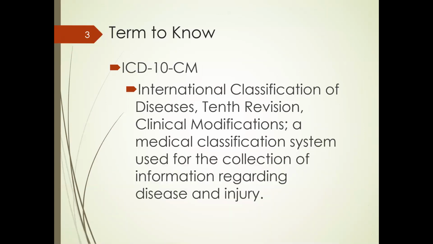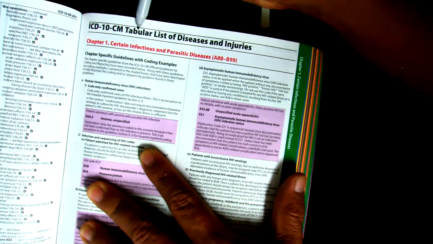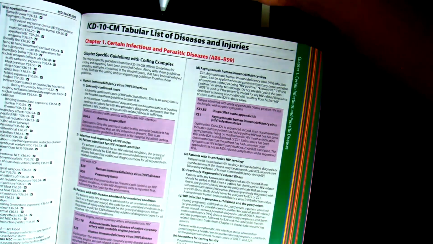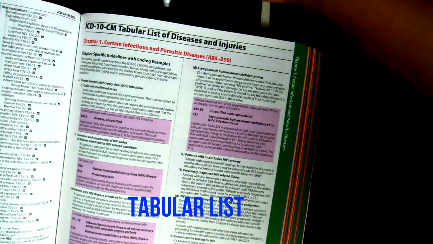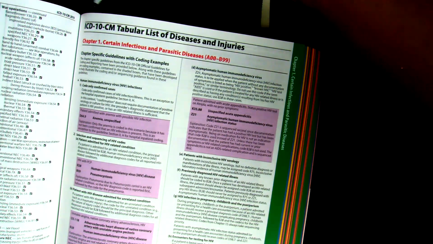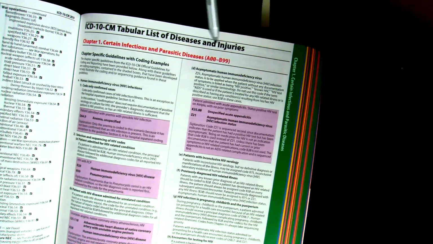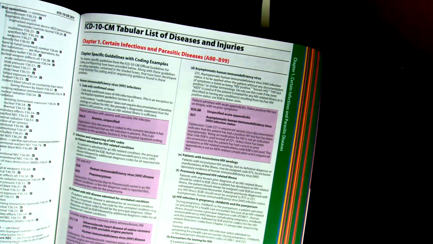Now, terms to know. First things first. ICD-10-CM stands for International Classification of Diseases, 10th Revision, Clinical Modification. You're going to see now your ICD-10-CM tabular list. You see that? It's just after the next page. Okay. ICD-10, look on the top: ICD-10-CM tabular list of diseases and injuries. You see that? Yes, sir. Okay, very good. Everybody says yes, okay?